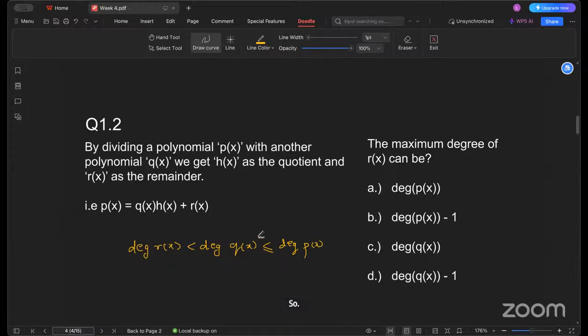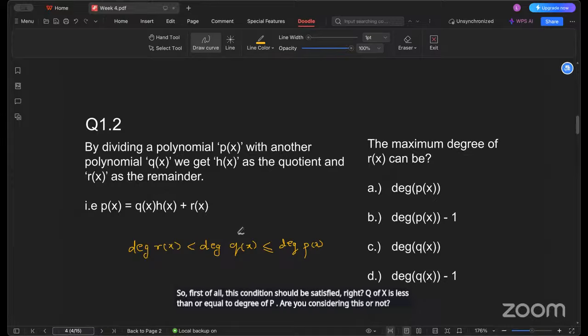So first of all, this condition should be satisfied, right? Degree of Q of x is less than or equal to degree of P of x. Are you considering this or not? I don't think I'm considering this. So that is the case we are considering. But when we are considering an equation, it can be equal also, na ma'am. If we are considering this, then even if you are considering it equal, here you have a strict inequality, right?